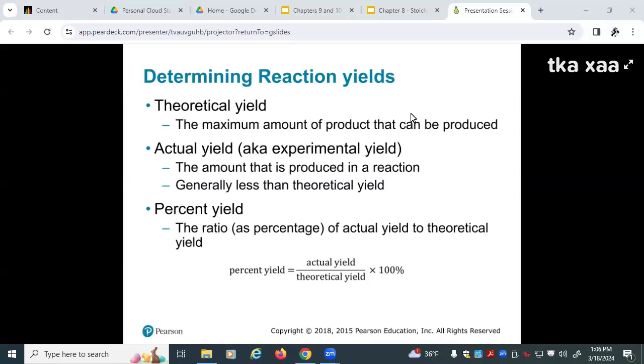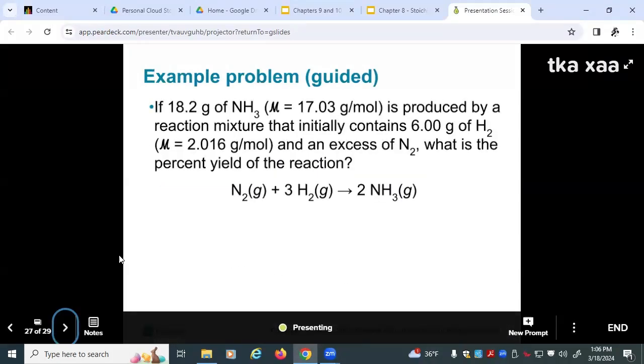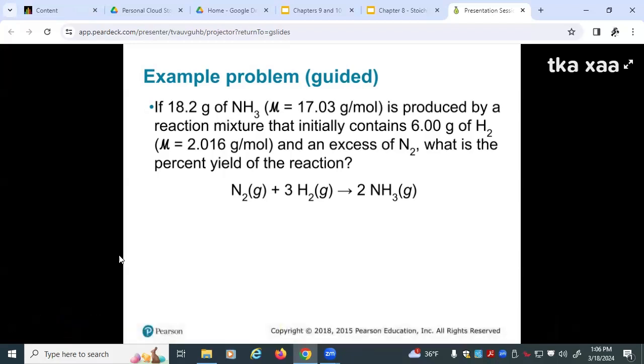So for the remainder of what is still left in chapter 8 here, we're going to focus on doing two different practice problems. Here's the first kind. If 18.2 grams of ammonia is produced by a reaction mixture that contains 6.00 grams of hydrogen and an excess of nitrogen, what is the percent yield for the reaction?